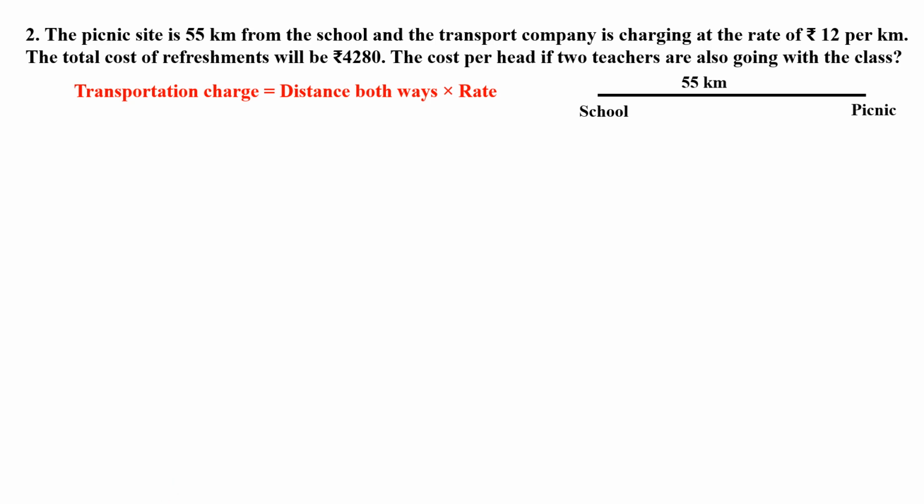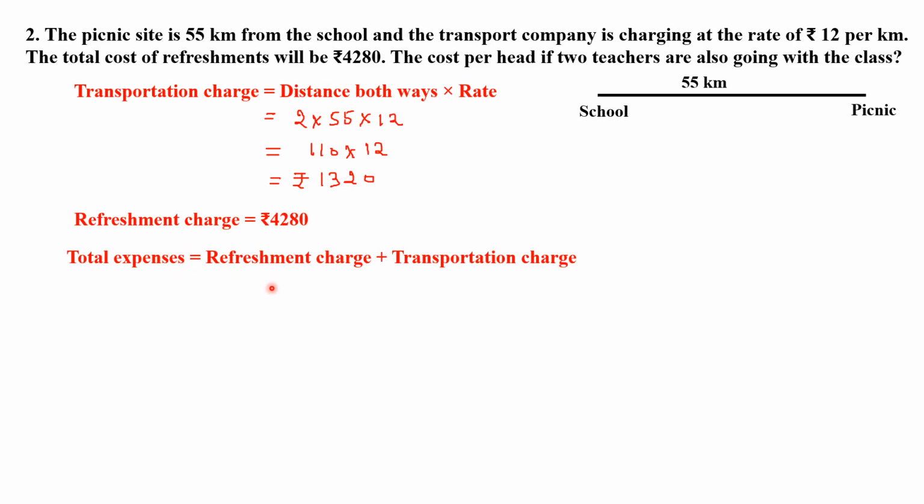So distance both ways means 2 into 55 kilometers and the rate is 12 rupees. If you solve this, 2 into 55 is 110, and 110 into 12, the cost you are going to get is 1,320 rupees. So this was the transportation charge. Now there was a refreshment cost also. So the total cost of the refreshment was 4,280 rupees.